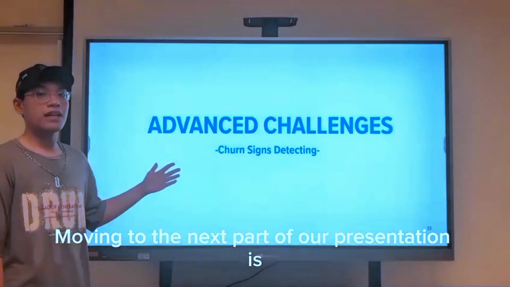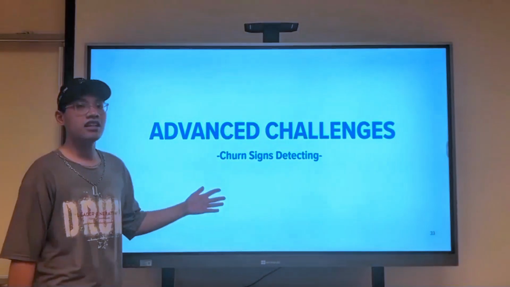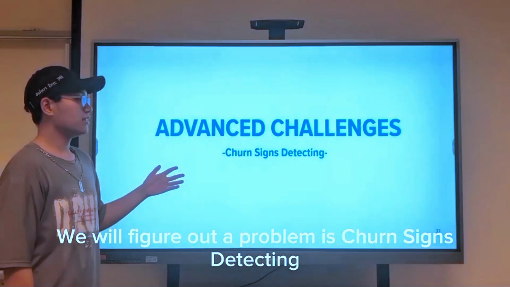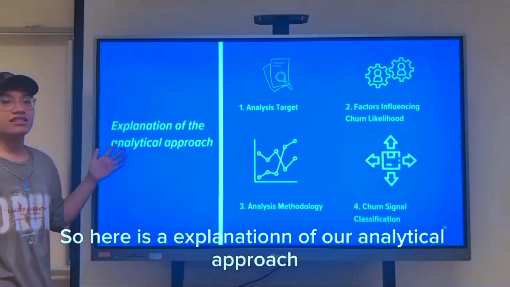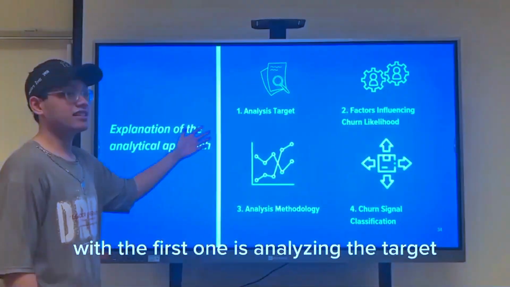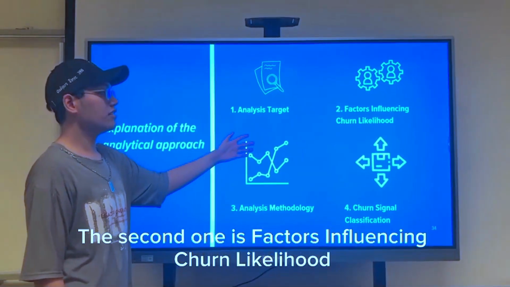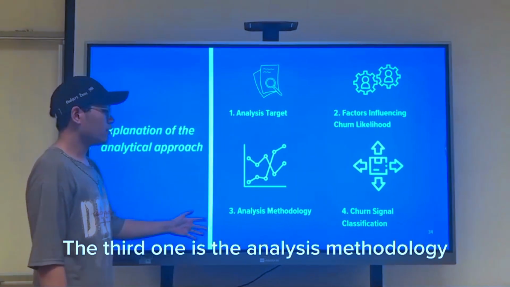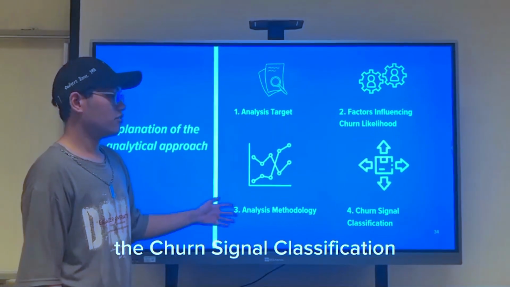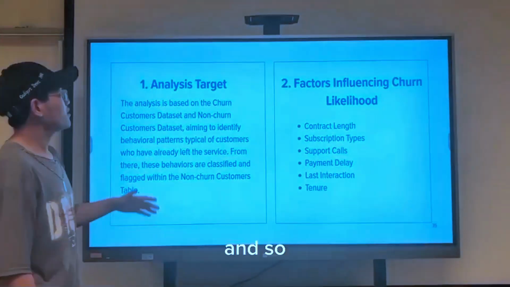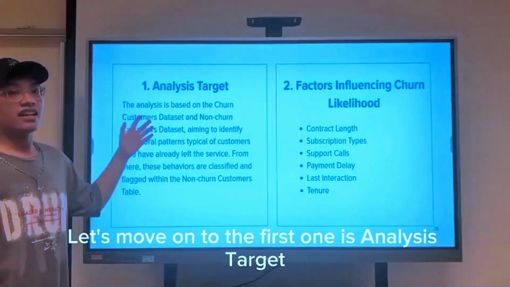Okay, moving to the next part of our presentation, which is the churn challenge. We will figure out another problem, the churn objective. Here is an explanation of our analytical approach. The first one is the analysis target. The second one is factors influencing churn. The third one is the analysis methodology, and the final one is the churn signal classification. Okay, so let's move on to the first one, the analysis target.